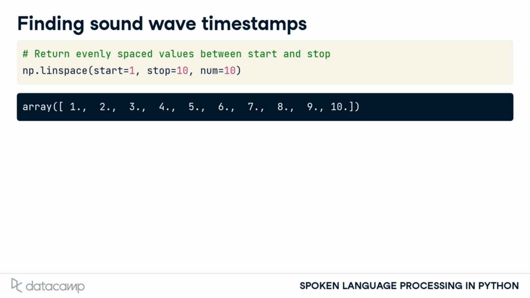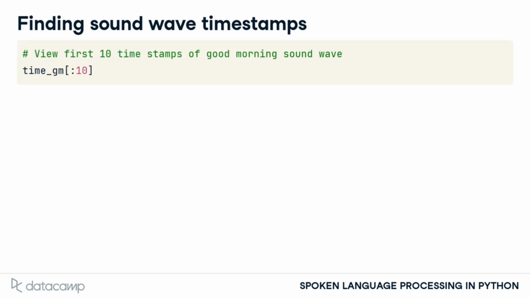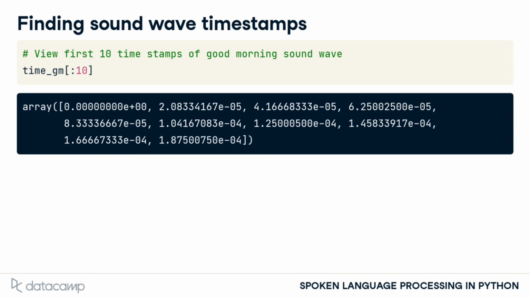Let's try it on our own values to get the timestamps of pieces of information in our sound wave. Start will be 0 for the beginning of the audio file. Stop will be the length of our sound wave array over the frame rate, or in other words, the duration, and num will be the length of our sound wave array since each item in the array is a sound wave value. Let's check out the first 10 timestamps. Each of these values is the time in seconds where each sound wave value occurred. We'll be able to use these timestamp values later to see what our sound wave looks like.